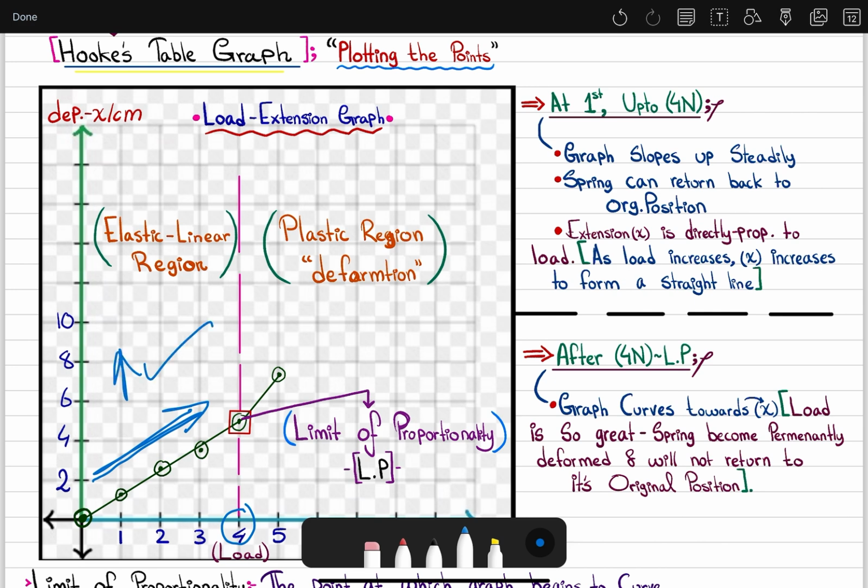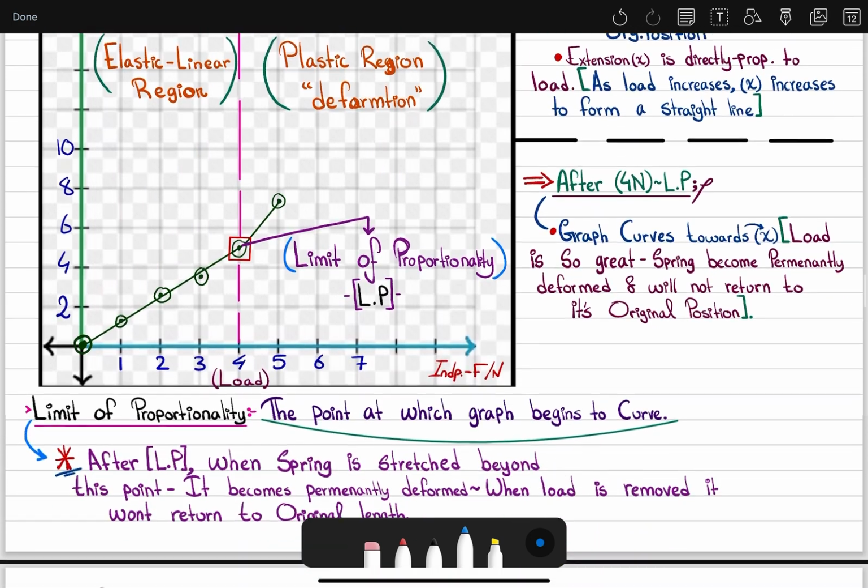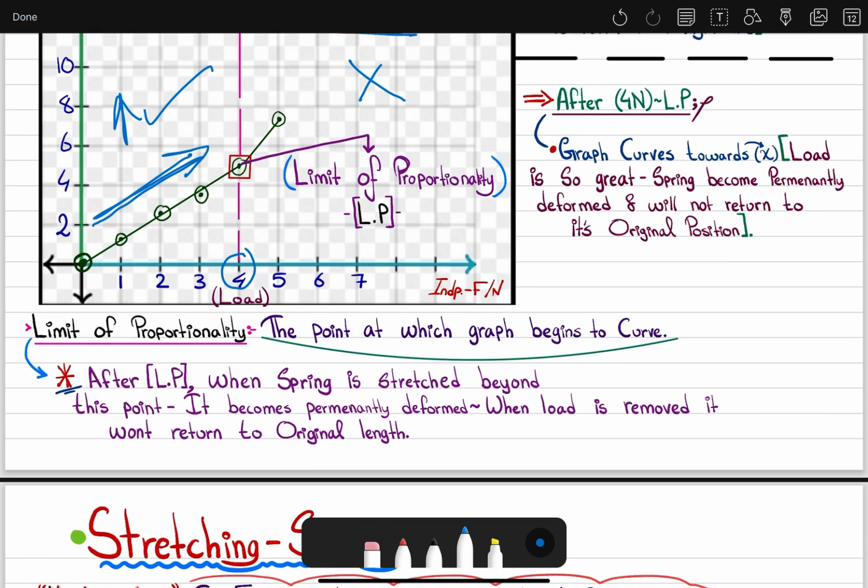Now it's in the plastic region, deformation has occurred, it will not return back to its original position, okay? To define limit of proportionality, it is basically the point at which the graph begins to curve, meaning at the limit of proportionality, the spring is stretched beyond this point and it will become permanently deformed. When the load is removed, it will not return back to its original position.